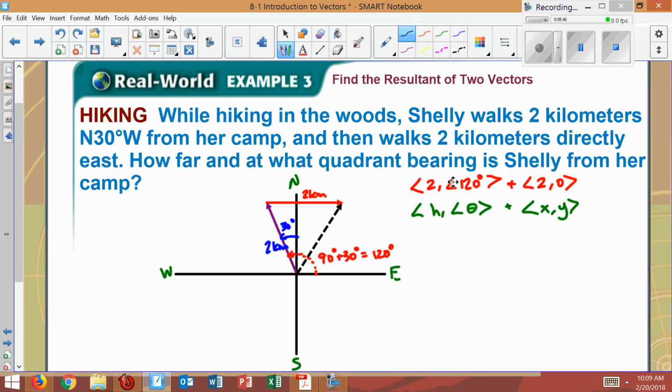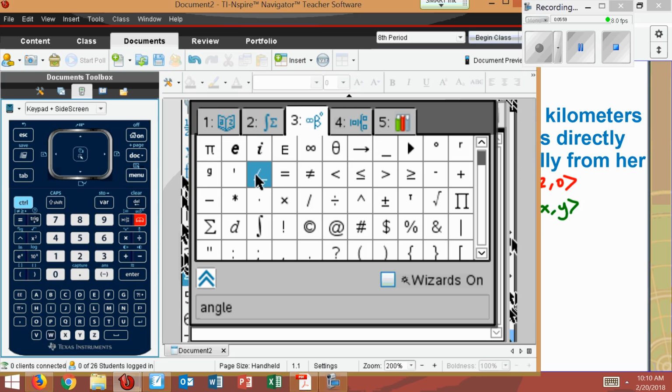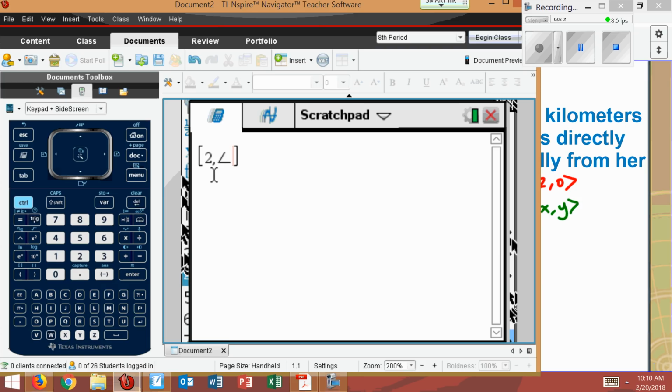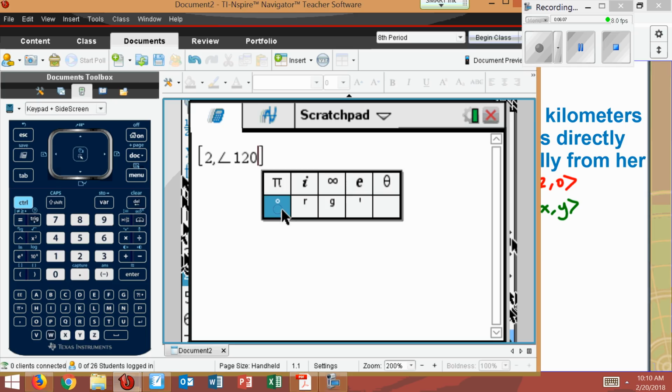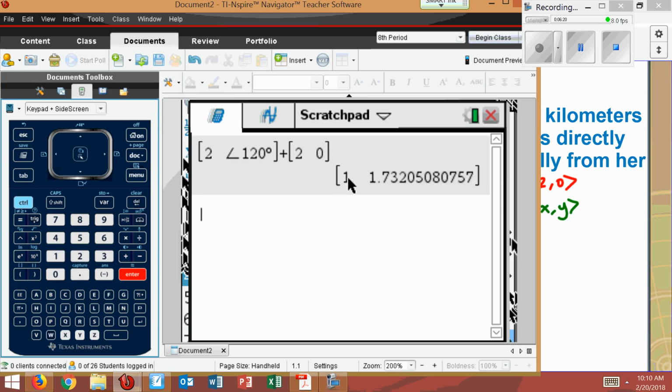So the way I'm going to type it in is, with brackets, control parenthesis, which gives me these brackets, 2 for my hypotenuse, comma, the angle button is there with it. When you click on the book, you'll see it right there. So 2 angle, and my direction was 120 degrees from the positive x-axis. Now we're going to add that to the vector 2, comma, 0, because I went right 2 units, but not up or down. When I add these together, the calculator always gives me the value in x and y's.